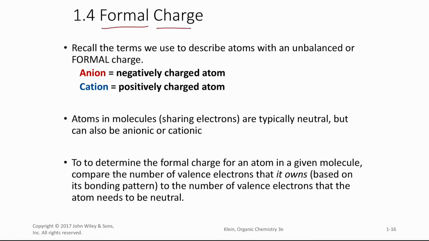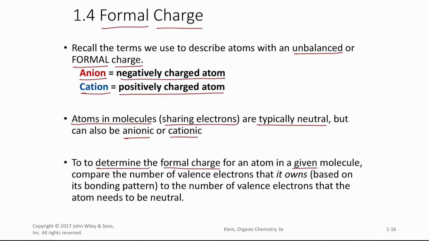So let's talk about formal charge. What is a formal charge? Recall the common terms that we used. When you want to describe an unbalanced or a formal charge, how do you represent them? An anion in general is a negatively charged atom. A cation is a positively charged atom. Atoms in molecules are typically neutral, but they can also be anionic or cationic. For example, even if they share electrons, they can also become anionic or cationic. To determine the formal charge of an atom in a given molecule, we generally compare the number of valence electrons that it owns and the number of valence electrons that the atom needs to be neutral. That difference is what creates the formal charge.